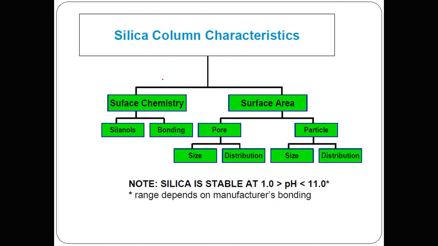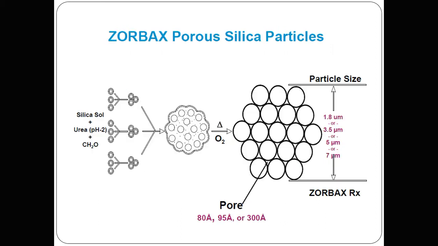First of all, what are the silica column characteristics? They are divided into two parts. The first part is surface chemistry, and the second is surface area. Surface chemistry is also divided into two parts, that is silanols and bonding. Surface area is divided into two parts, that is pore and particle size. Pore is also divided into two parts, size and distribution. Particle size is also divided into two parts, size and distribution. Silica is stable at pH 1 to 11. Its range depends on the manufacturer's bonding.